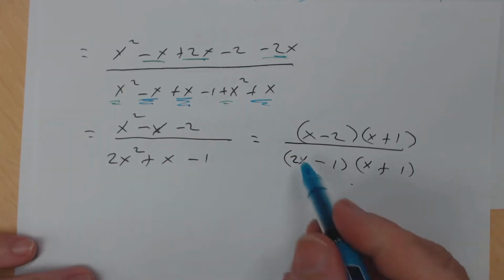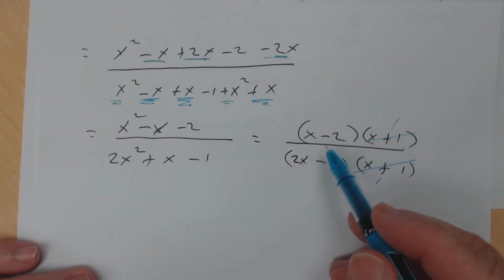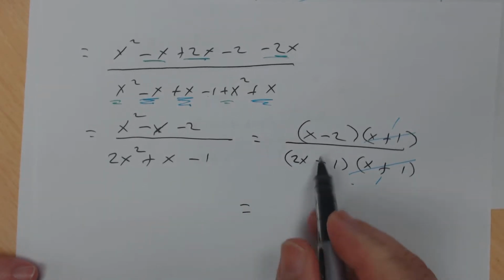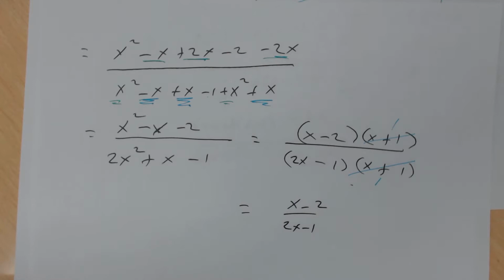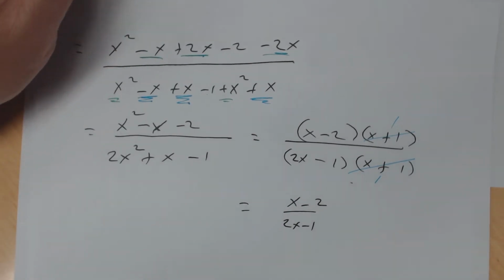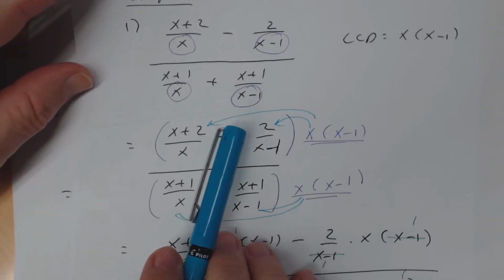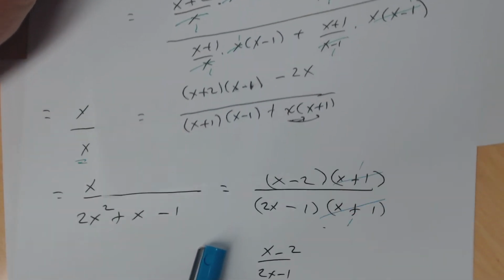And then finally, the next step is to reduce, and notice that these two factors reduce, and the only thing left over is this, and there's your answer. So the answer is going to be x minus 2 divided by 2x minus 1. Okay? Notice the process it took. Lots and lots of steps. So go back over this part of the lesson.